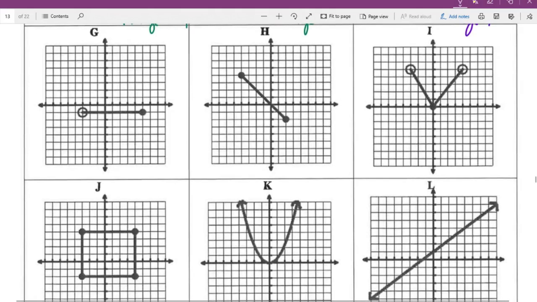Okay, so try these three on your own and see what you get, and we'll compare answers. All right.